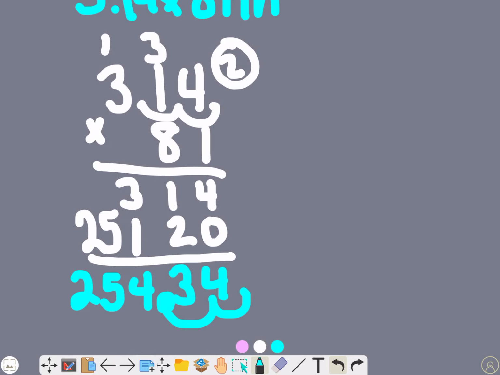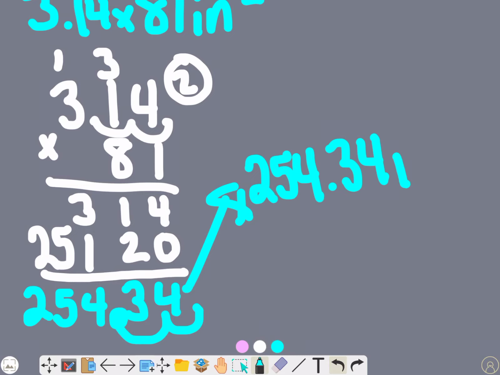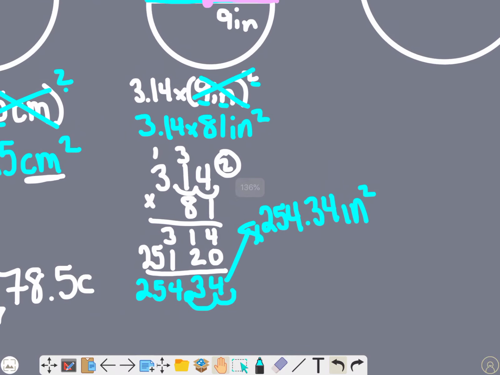So if I combine all this information, I get a final answer of 254.34 inches squared. I'll just rewrite it so it's not mistaken.